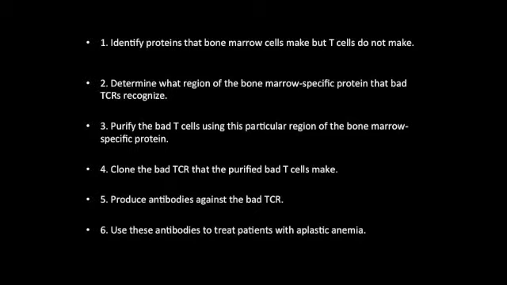This contrasts from the current treatment of aplastic anemia, where patients are given antibodies that target and kill all T cells, both good and bad. Using the approach described, we can treat autoimmune disorders like aplastic anemia by eliminating only those T cells that are bad, leaving the good T cells to protect us from pathogens.